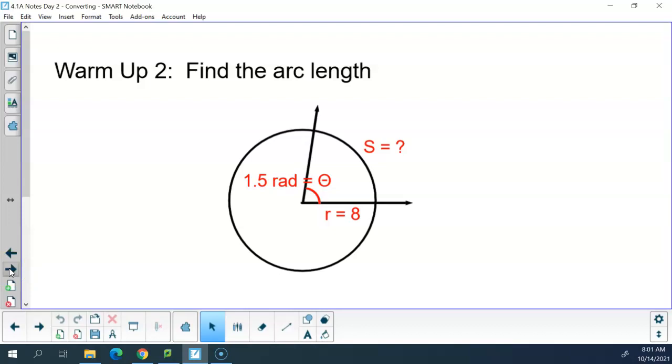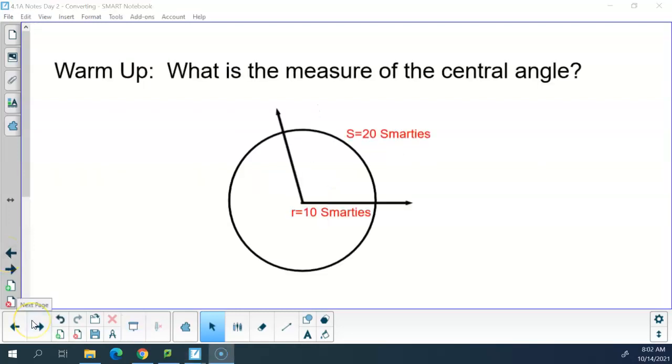Hold on. Put that one in there. So that's the warm-up that I wanted. So my question to you is, what is the measure here from yesterday? What is the measure here of the central angle theta in radians?